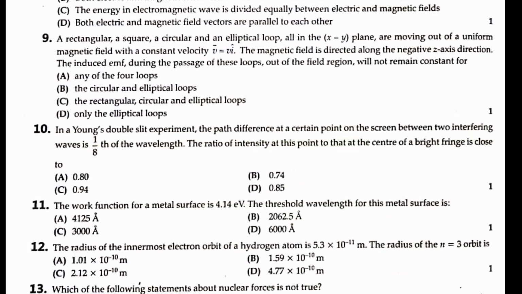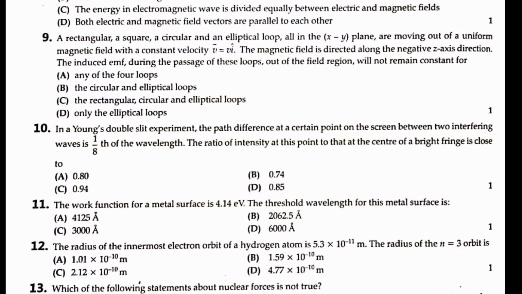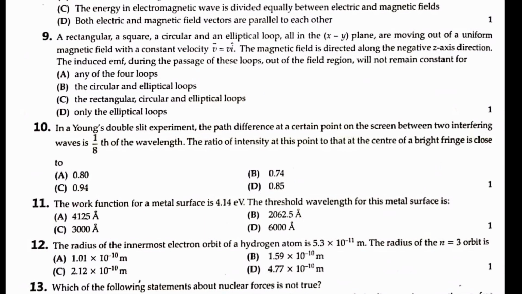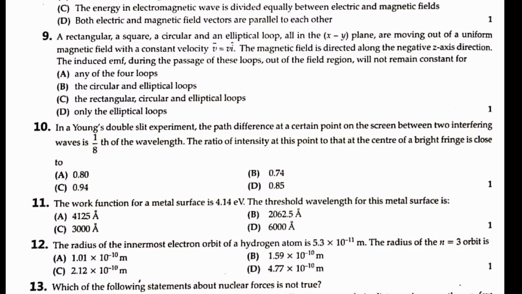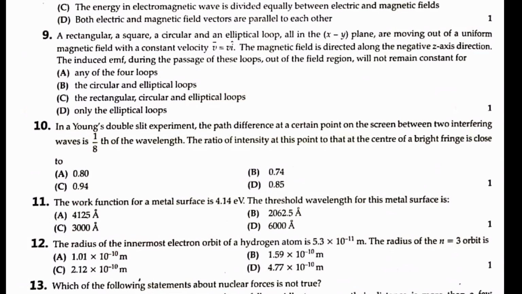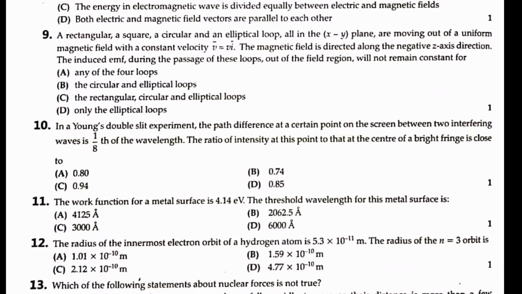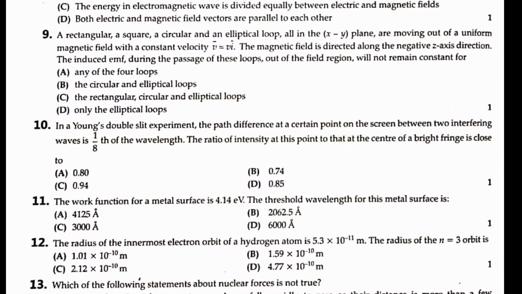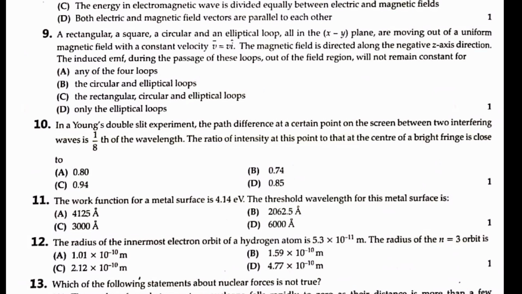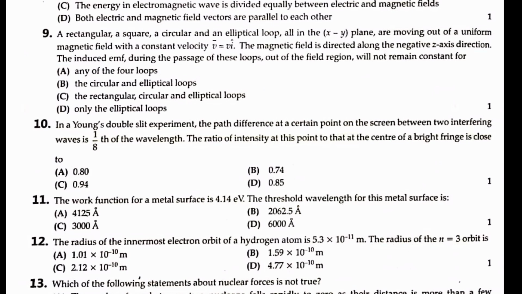So how can we find the threshold wavelength? Here the work function is 4.14 electron volt, that is equal to hc by lambda, right? So hc by lambda is equal to 4.14 eV. Then we have to calculate the threshold wavelength, so lambda 0 we have to find. We can rearrange it: lambda 0 into 4.14 eV will be equal to hc. So lambda 0 will be equal to hc divided by 4.14 eV.